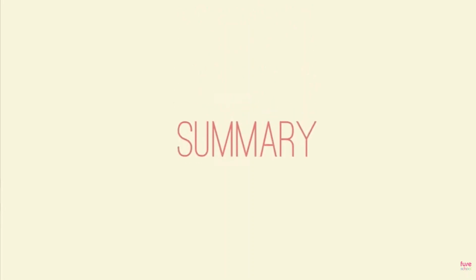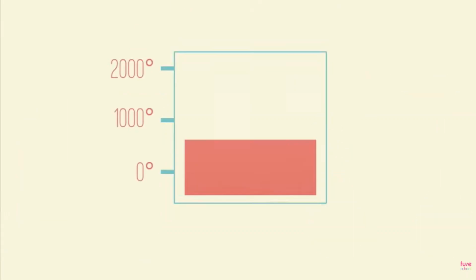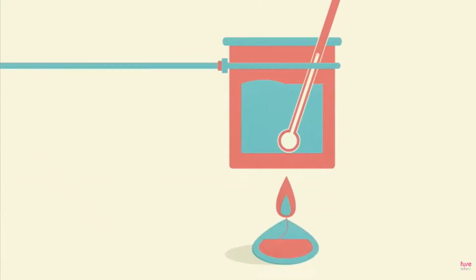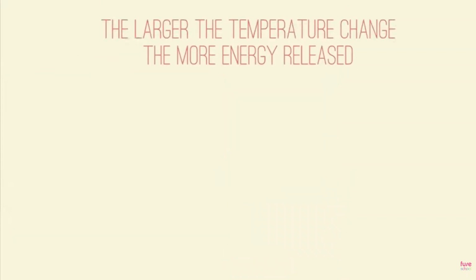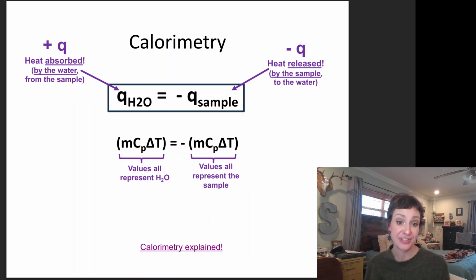In summary, calorimeters are devices that can measure the heat of chemical reactions, physical changes, or heat capacities for different materials. A simple experiment showed how measuring the temperature change of water could be used for this purpose. The larger the temperature change per gram of fuel, the more energy released. So calorimetry relies on the law of conservation of energy.